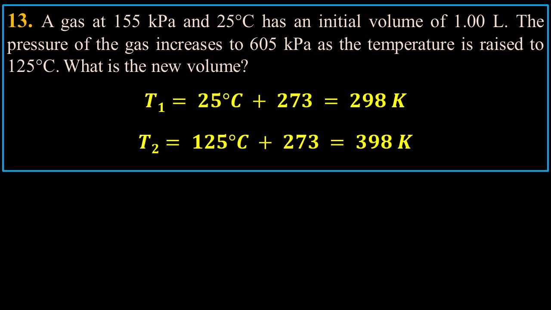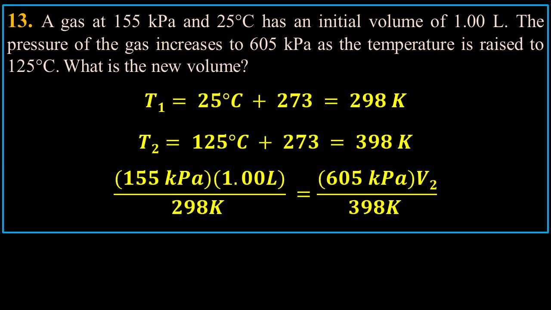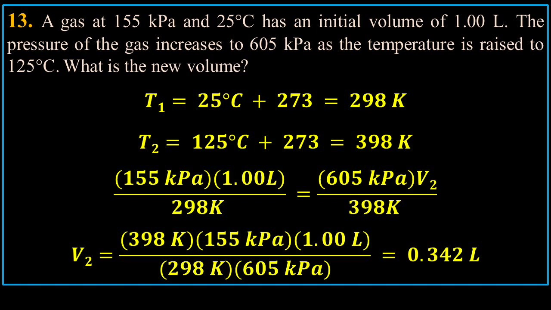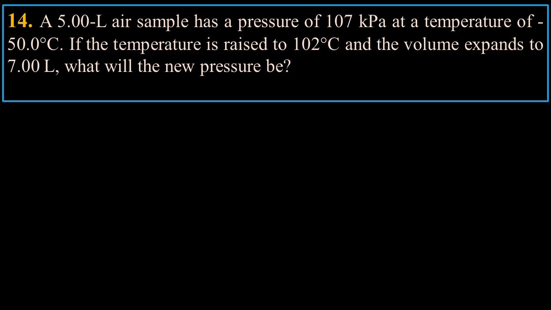So it looks like everything's changed. This looks like a combined gas problem. Looks like everything's changing. So PV over T equals PV over T. So 155 kilopascals is P1, 1 liter is V1, and 298 is T1, and we're going to solve for V2. You're going to cross multiply: 155 times 1 times 398 divided by 298 divided by 605. If you don't want to use parentheses, you just hit divide every time you go into the denominator, and the answer is 0.342 liters. So cross multiply and divide.